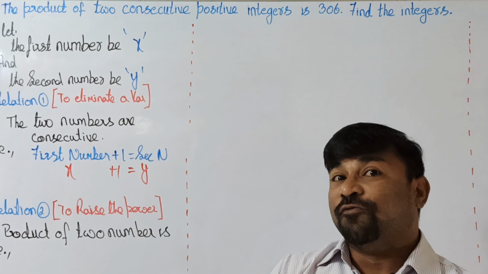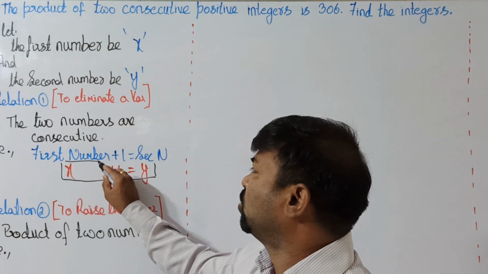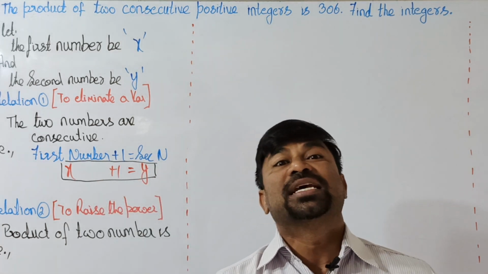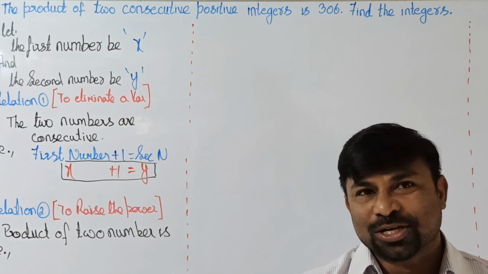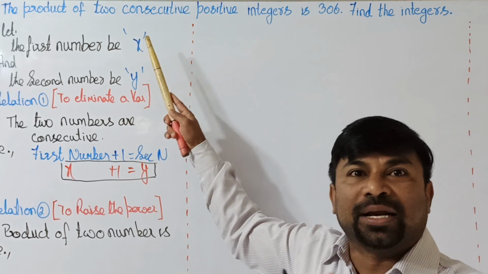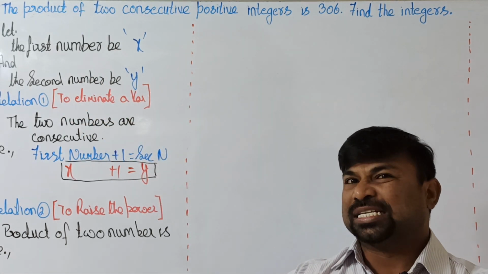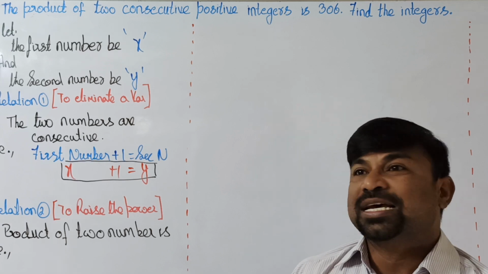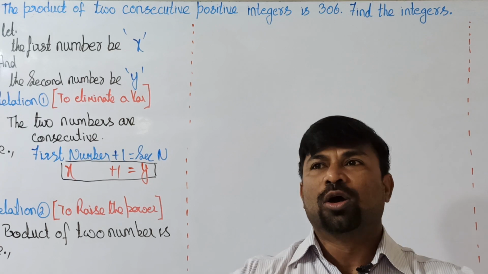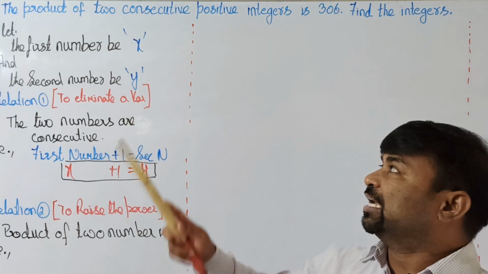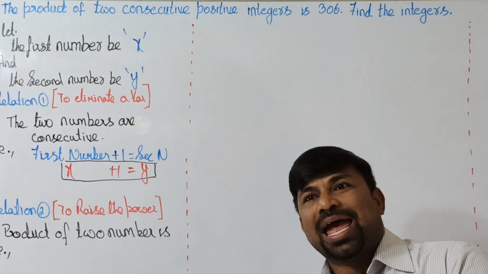What does it mean? Wherever you get y, there you can write it down as x plus 1. That is what the word says, consecutive numbers. So if you check it out, what is the first number? X. What is the second number? Y. But the second number can also be called x plus 1. So if you talk about two consecutive numbers, you can take x and x plus 1. So we took y and we eliminated it.